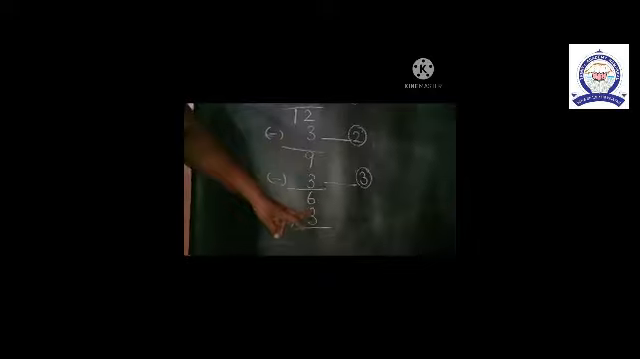Next. Again we subtract 3. 6 minus 3. After 3 up to 6: 4, 5, 6. We get the answer 3. Next, 3 minus 3. This is the fourth time. 3 minus 3, we get the answer 0. This is the fifth time.